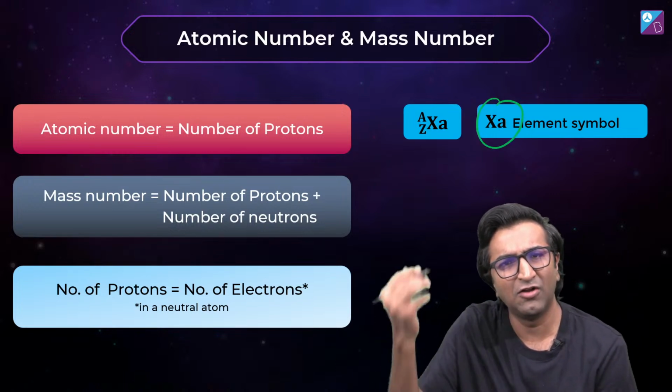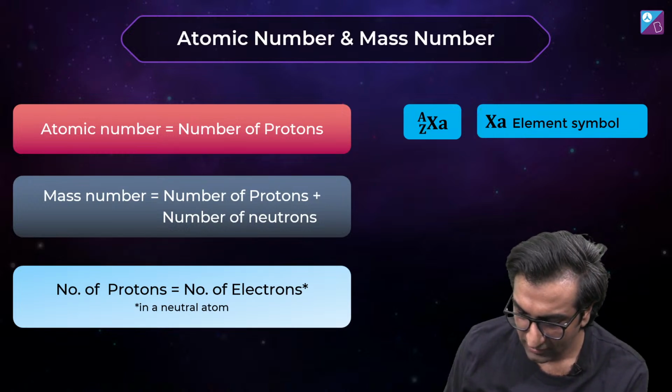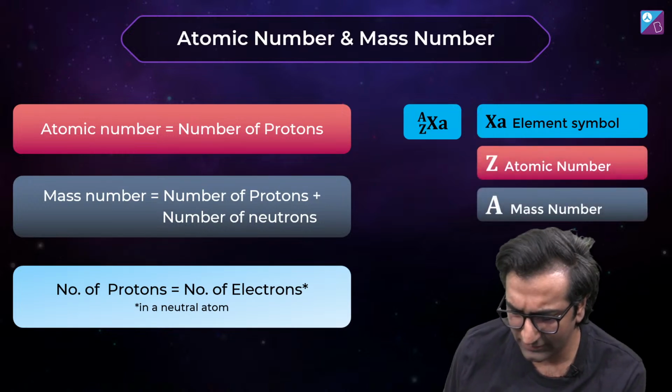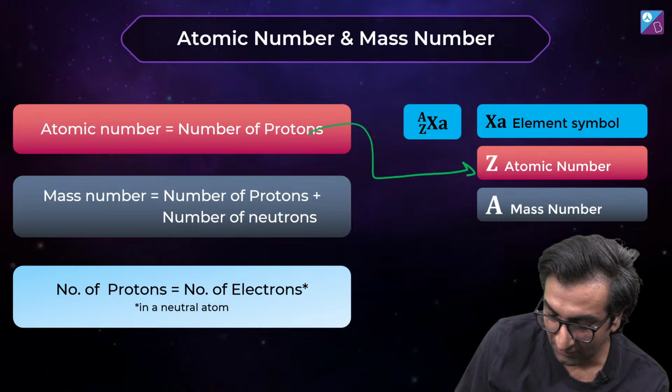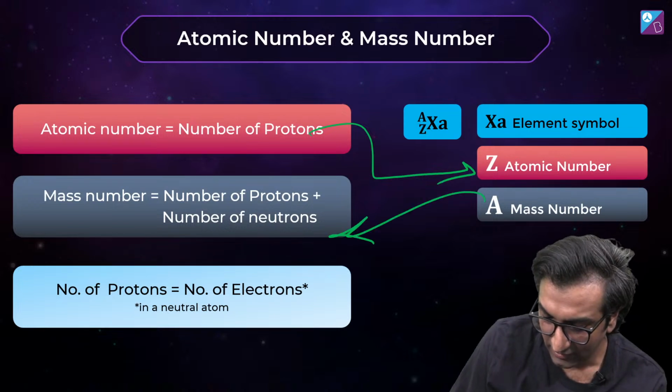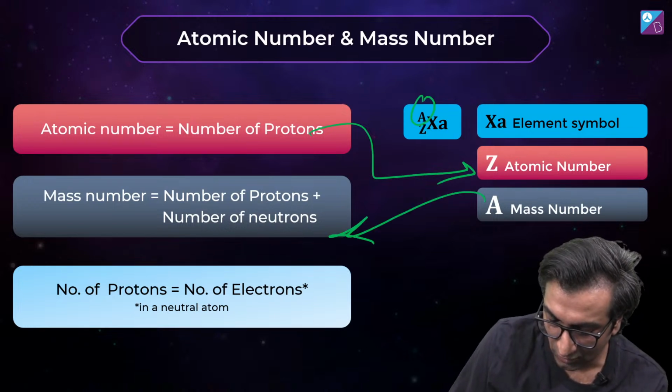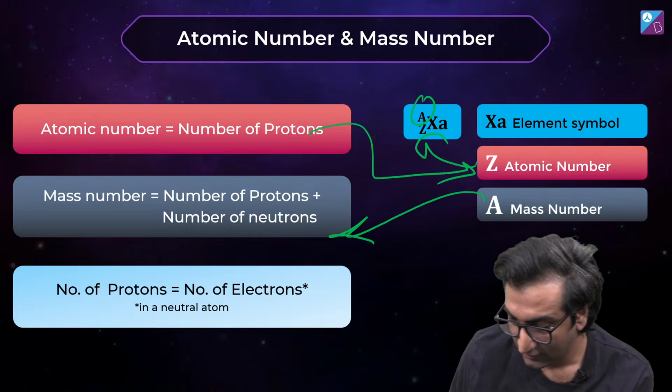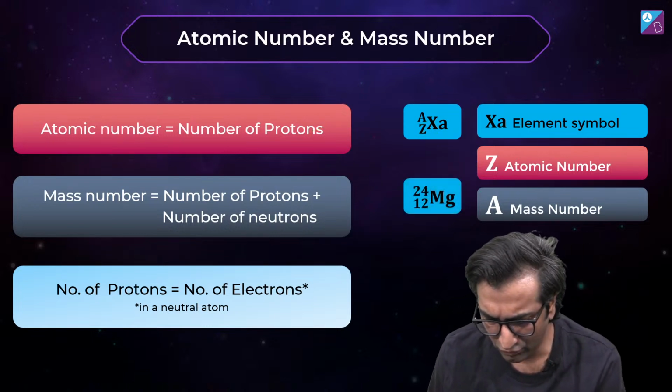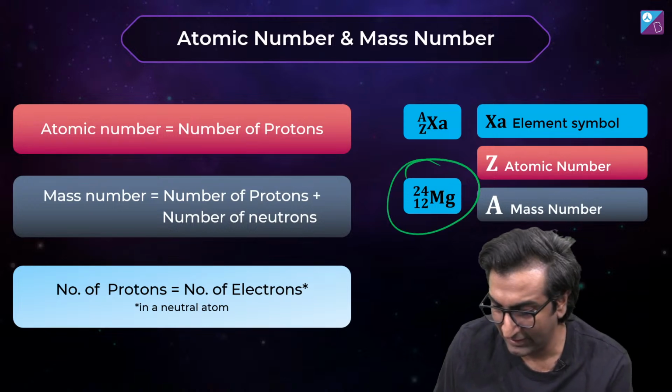Now, what is this? XA is the element's symbol. Why did I put X and A? It could be a 1 letter, 2 letter, 3 letter word, right? Z is atomic number, A is mass number. What is atomic number, mass number? Atomic number is this, mass number is this. On top we put the atomic mass number, and at the bottom we put Z, the atomic number. So this is the way I would write something like magnesium.